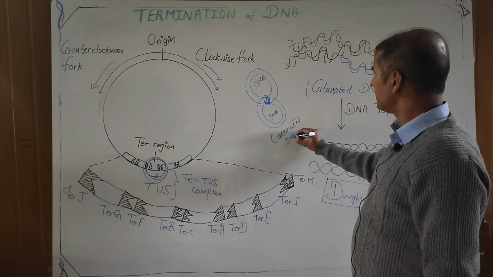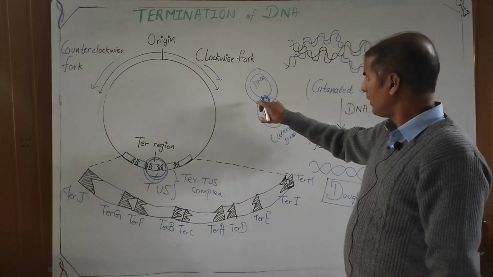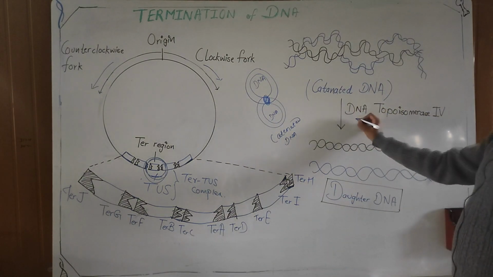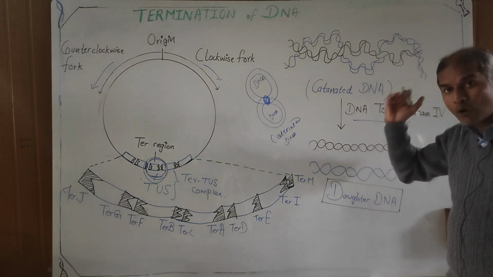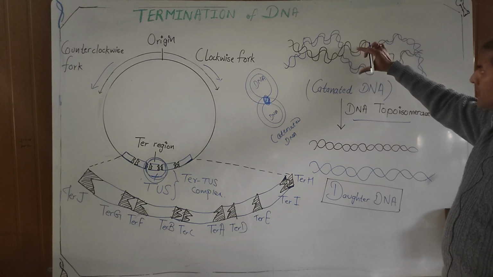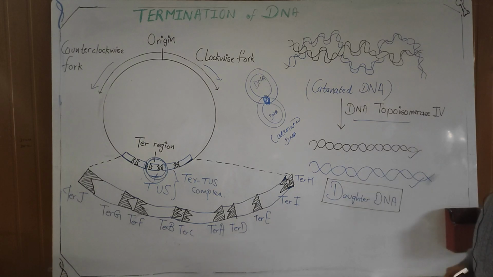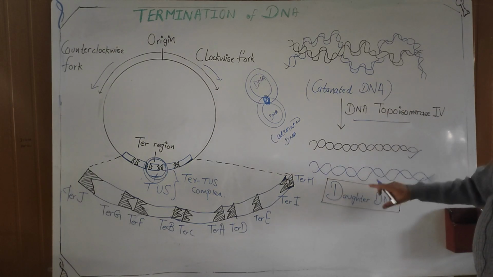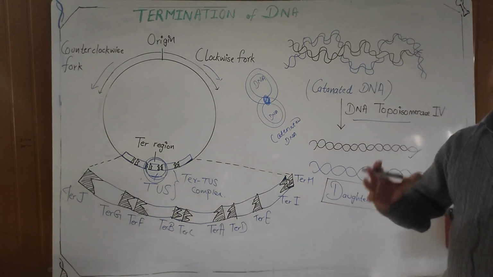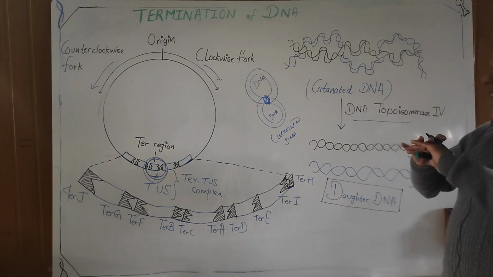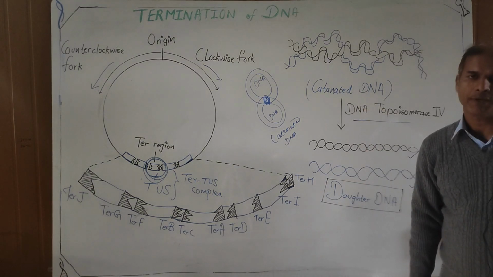Now there is a need to separate both daughter DNAs from this association. There is a role of an enzyme called DNA topoisomerase 4. DNA topoisomerase 4 causes the separation of both daughter DNAs from the attached point, and finally there will be formation of the daughter DNAs. So, finally, we get two daughter DNAs from one parental DNA. This is all about the termination process, and the process is terminated in this way. So, thank you very much.